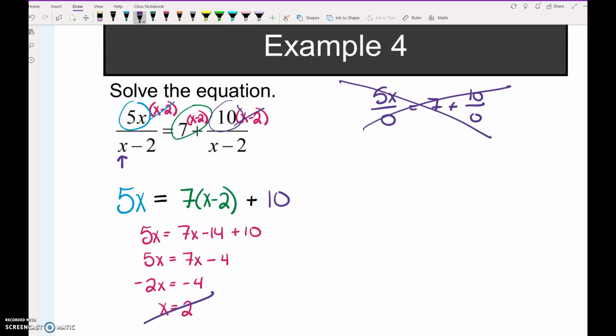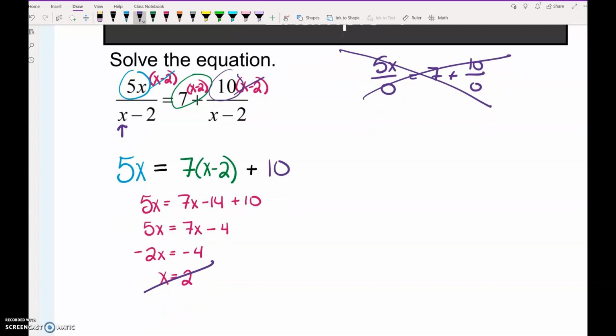And if our only solution doesn't work, what does that mean for the problem? No solution. All that work just for no solution.